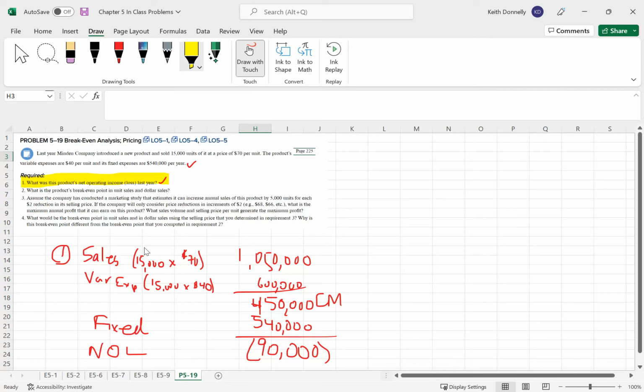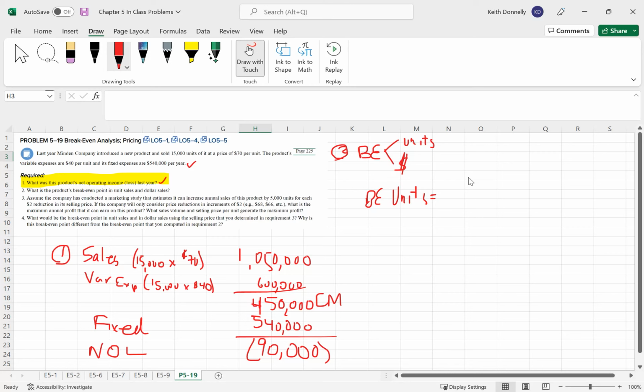All right, 2, they want to know what's our break-even point in unit sales and dollar sales. Okay, so they want 2, they want break-even in units and in dollars. So, another variation of this break even, the unit component of it. So break even in units. So again, we were doing it the one way.